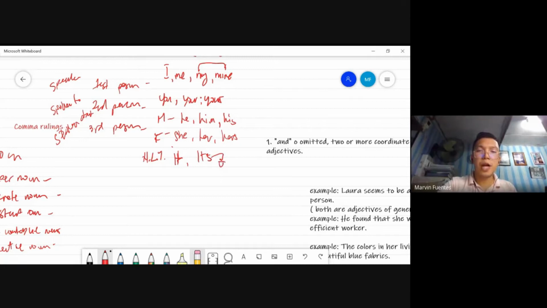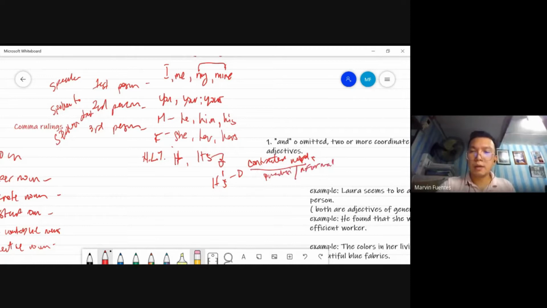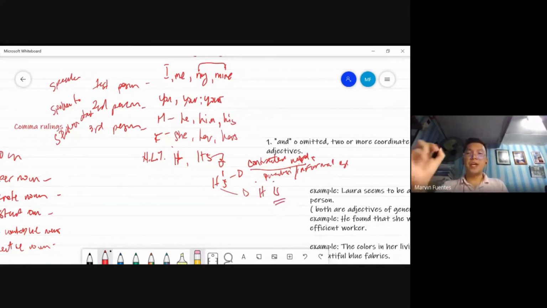Again, do not be confused with the it plus the apostrophe s, because that is not showing possession, but it is a contracted word wherein pinaiksi siya, usually informal use. So it stands for the personal pronoun it plus the auxiliary verb or the helping verb is. As simple as that. Let's proceed with the plural form.